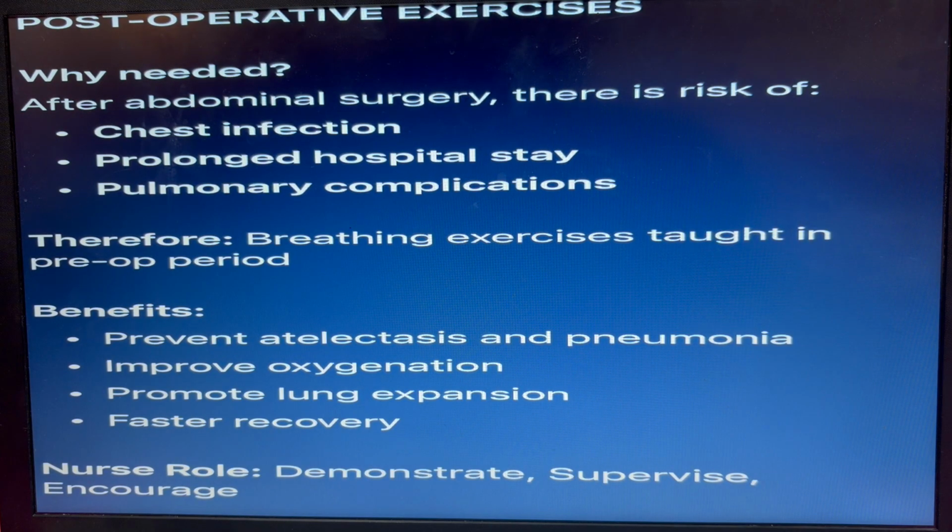Okay, next, after abdominal or chest surgery, patients are at high risk for lung problems, because they are afraid to breathe deeply due to pain. If we do not do breathing exercises, mucus collects in the lungs and causes infections, and that's why we teach these exercises before surgery itself, so the patient can do them immediately after. As nurses, we must demonstrate, supervise, and motivate the patient to do these exercises every 1 to 2 hours.